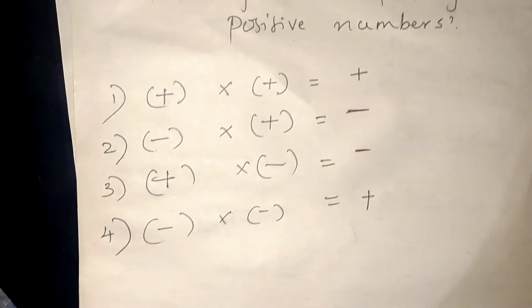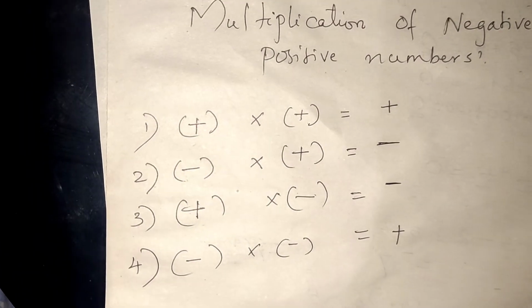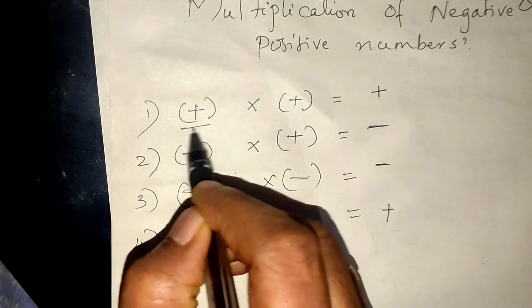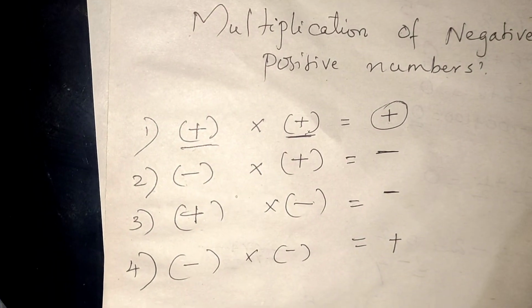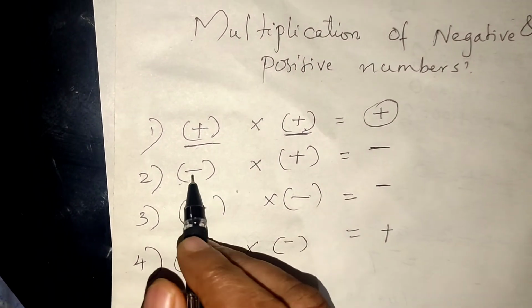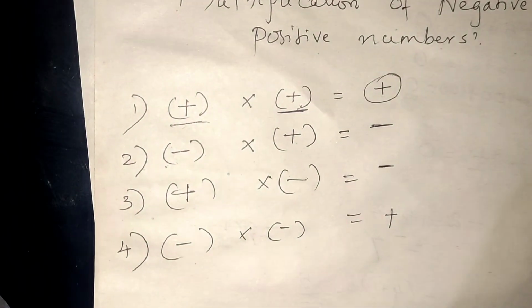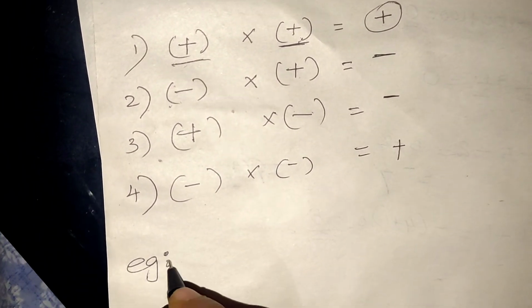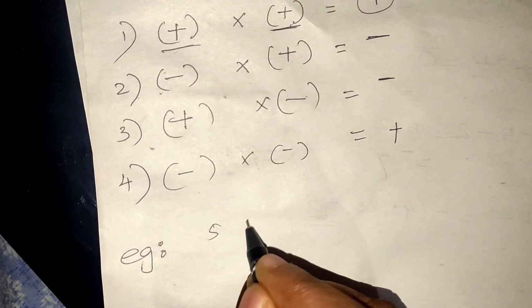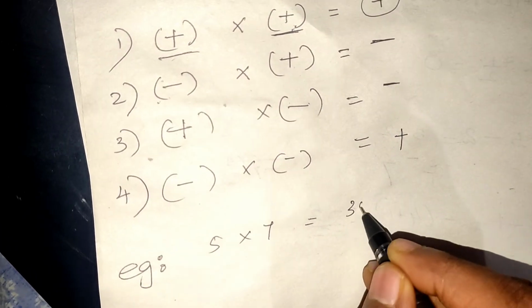Okay, so these are the rules for multiplication of negative and positive numbers. See, if two numbers have the same sign, the answer will always be a positive number, and if the numbers have different signs, then the answer is always a negative number. Let us have some examples. See, what about 5 into 7? We already know what is 5 into 7. 5 into 7 is 35.